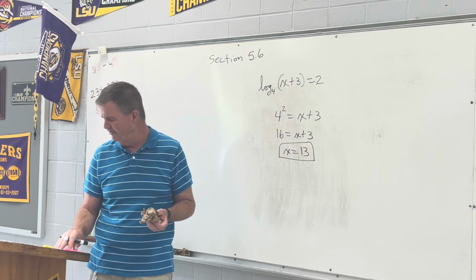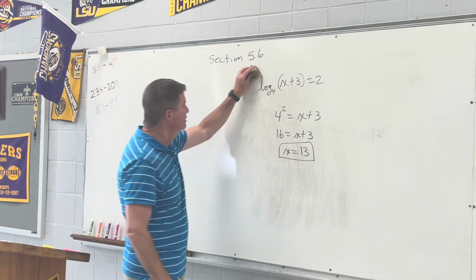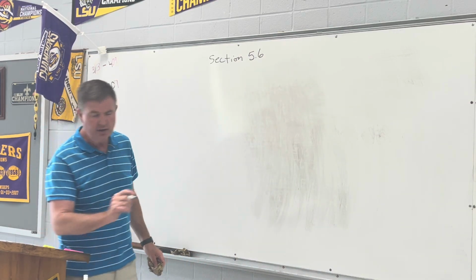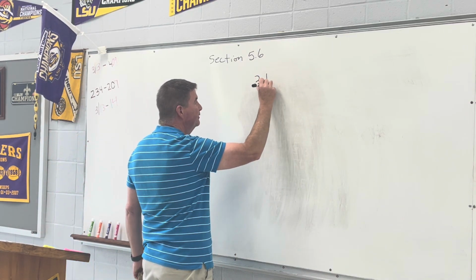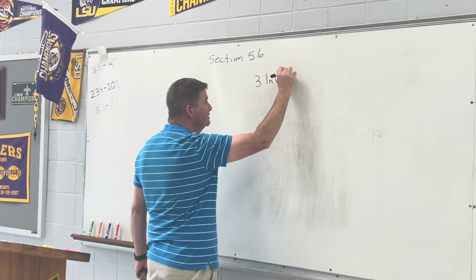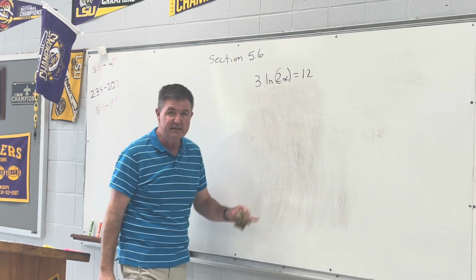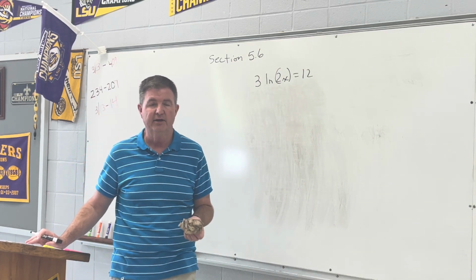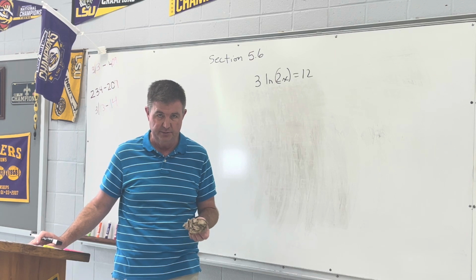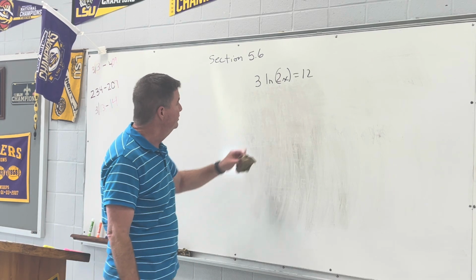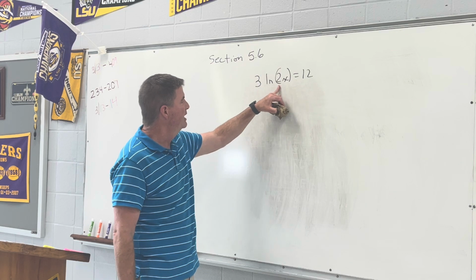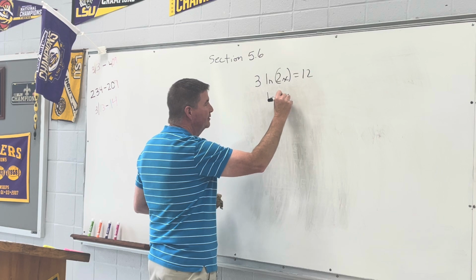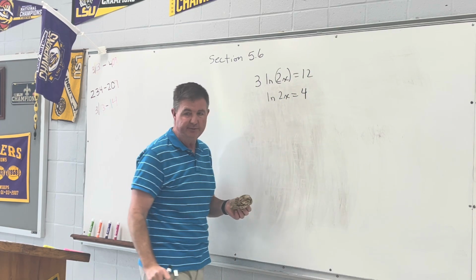Suppose we have an operation like 3 natural log of 2x equals 12. Well, it is a log. It's a natural log. And what did I say? Well, I said turn it into an exponent in order to solve it. The first thing I want to do is isolate it. This is 3 times that, so I'm going to divide both sides by 3. And I get natural log of 2x equals 12 divided by 3, which is 4.